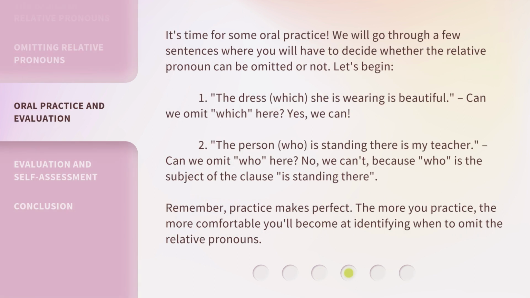It's time for some oral practice. We will go through a few sentences where you will have to decide whether the relative pronoun can be omitted or not. Let's begin. 1. The dress, which she is wearing, is beautiful. Can we omit which here? Yes, we can. 2. The person who is standing there is my teacher.